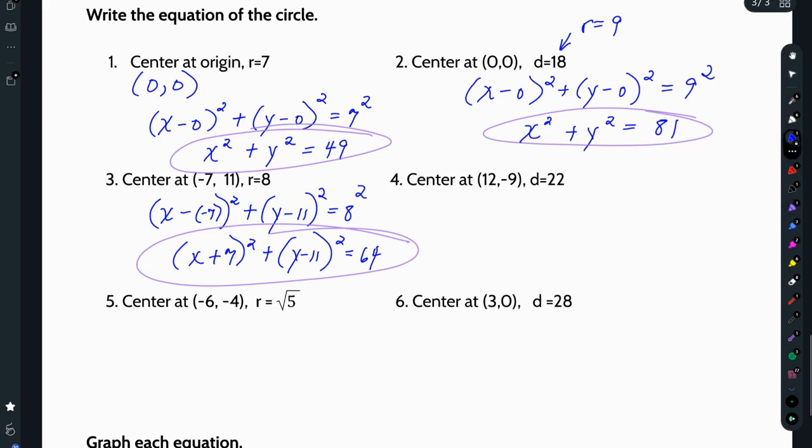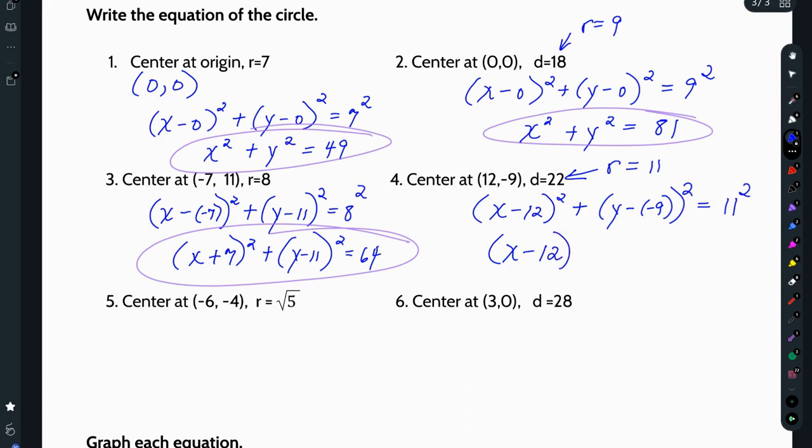Number 4, we have x minus 12 squared plus y minus a -9 squared. We have the diameter, so diameter divided by 2 gives me a radius of 11, so I have 11 squared. I end up with x minus 12 squared plus y plus 9 squared equals 121.